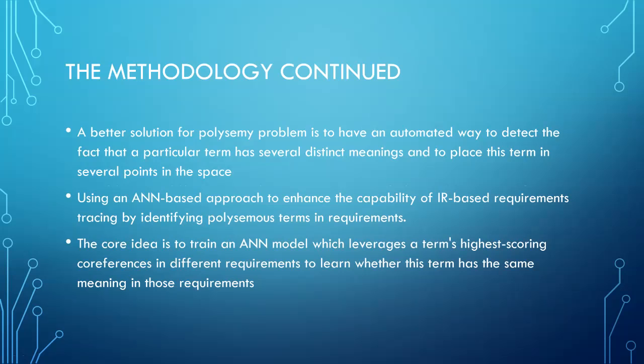In this paper, it is proposed that an artificial neural network-based approach to enhance the capability of IR-based requirements tracing by identifying polysemous terms and requirements. The core idea is to train this ANN model, which leverages a term's high-scoring coreferences in different requirements to learn whether this term has the same meaning in those requirements. Comparing the newly proposed approach with LSI to evaluate their abilities to resolve polysemy, the results showed that this approach outperforms LSI, thereby enhancing the accuracy of requirements trace link recovery.